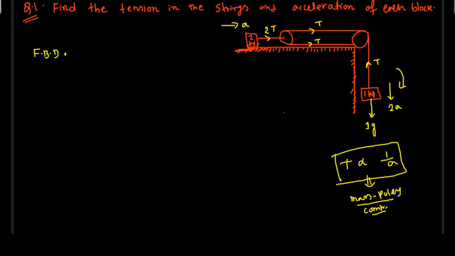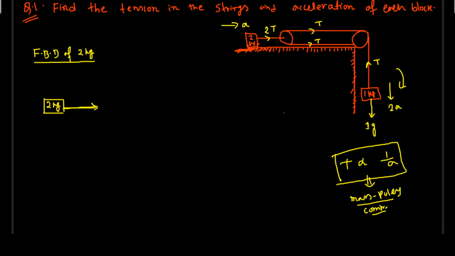So what is the FBD of the 2 kg block? If we draw the FBD of the 2 kg block here, what are the forces acting on this block? One force is obviously 2T, along this direction. This is obviously 2T along this direction.